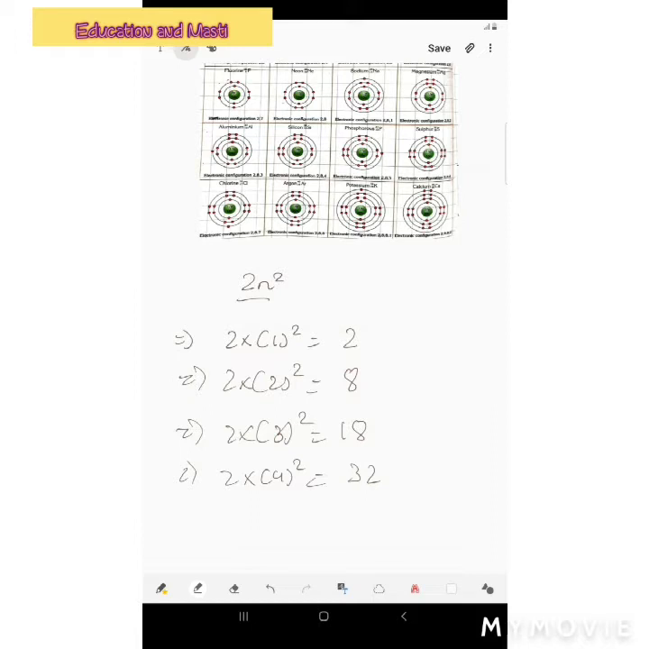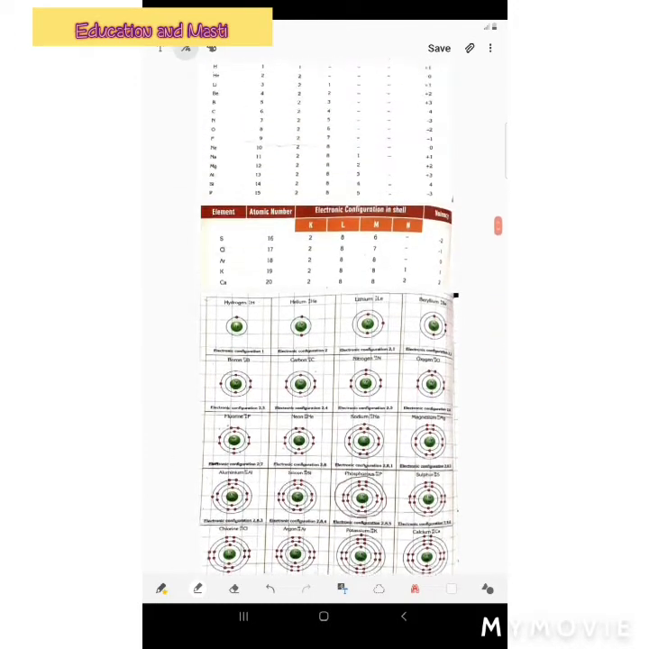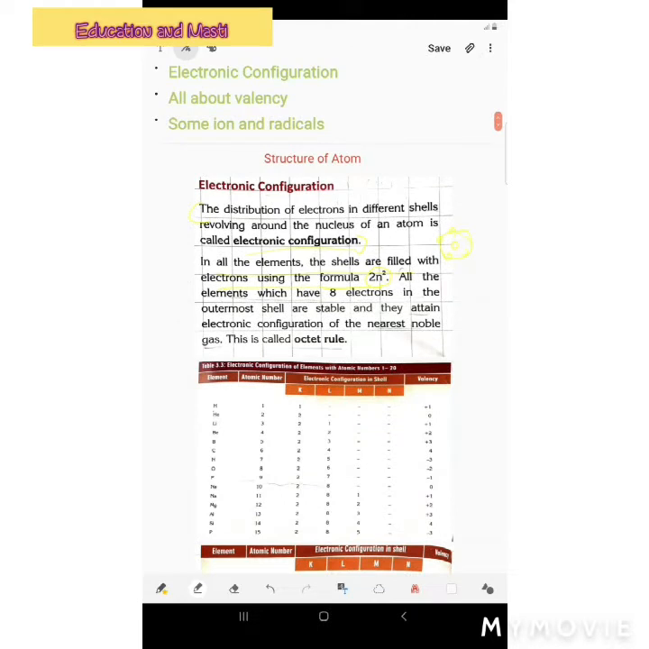Then how are the electrons fixed? You can see in the figure how the electrons are being put in the valence shells and the other shells of the orbital diagrams. But before that, let's understand more. All the elements which have 8 electrons in the outermost shell, also known as the valence shell, are stable and attain the electronic configuration of the nearest noble gas. This is called the octet rule. So you need to understand what this octet rule is.